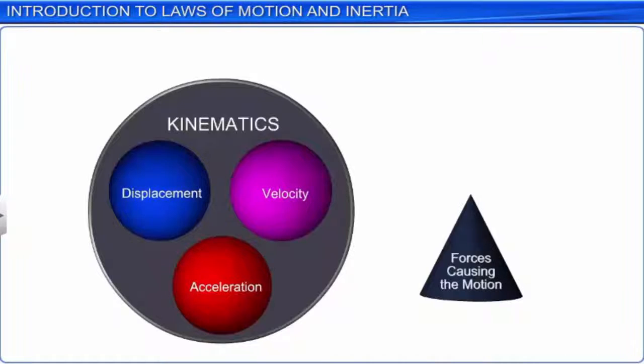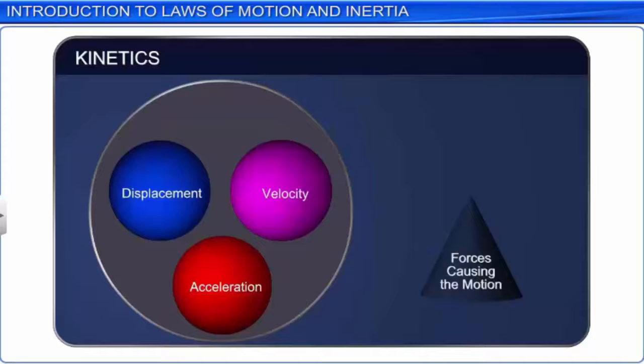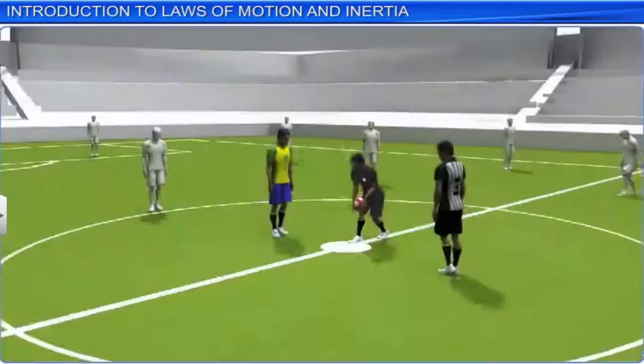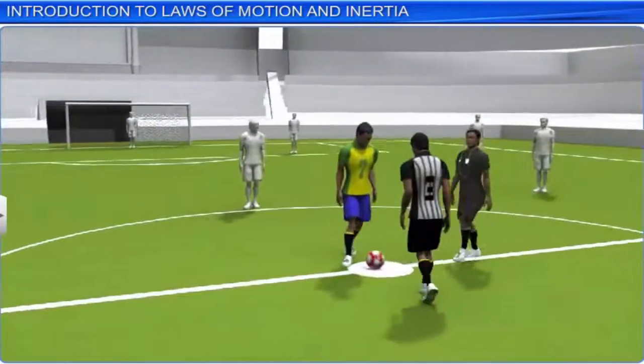In your study of kinematics, you have learned how to deal with the displacement, velocity, and acceleration of a body in motion without considering the forces responsible for the motion. However, in kinetics, you are going to study the variables of a body in motion along with the forces that are responsible for the motion. Let us take the example of the start of a football match.